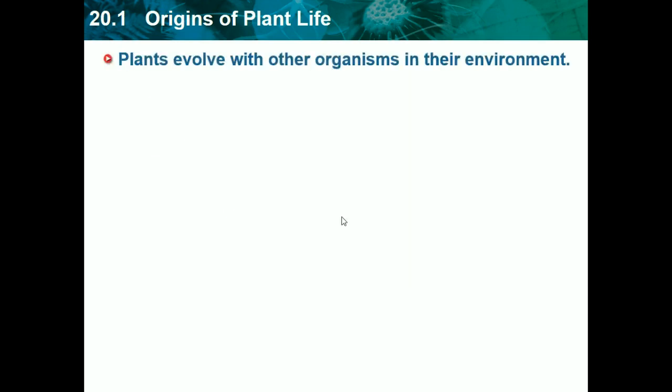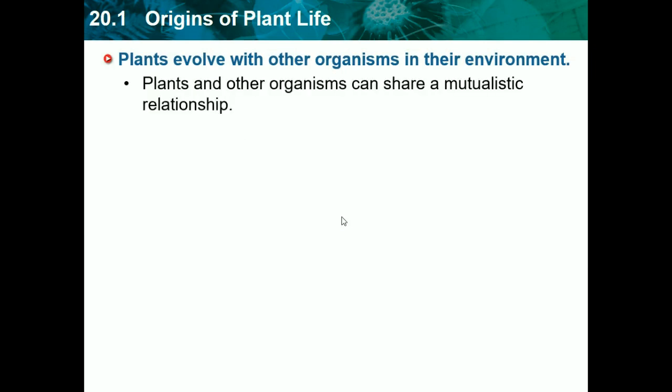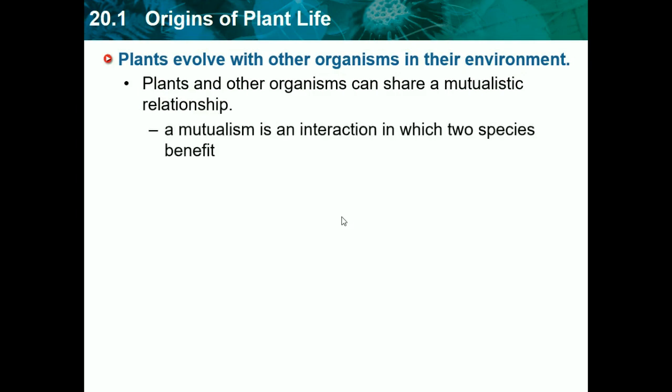Plants evolve with other organisms in their environment. Plants and other organisms can share a mutualistic relationship. A mutualism is an interaction in which two species benefit. So it's one of the symbiotic relationships we have, and this one is where both of them benefit.